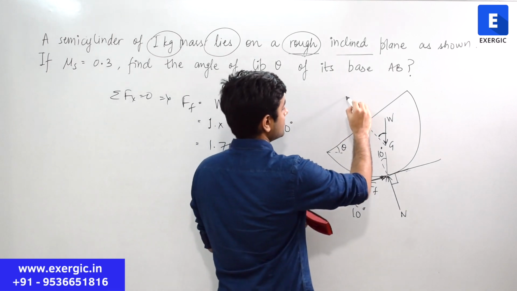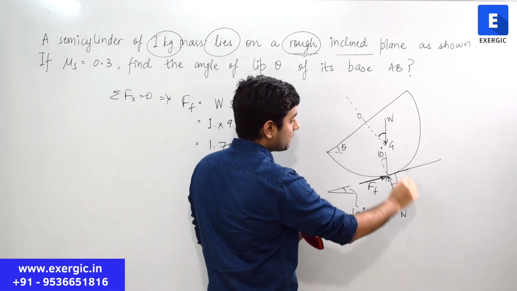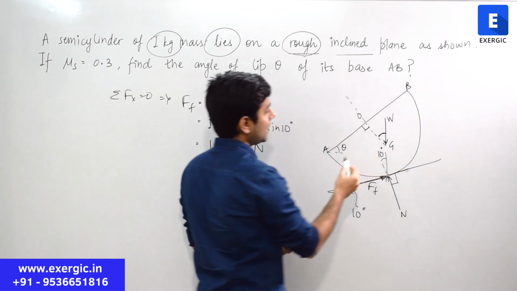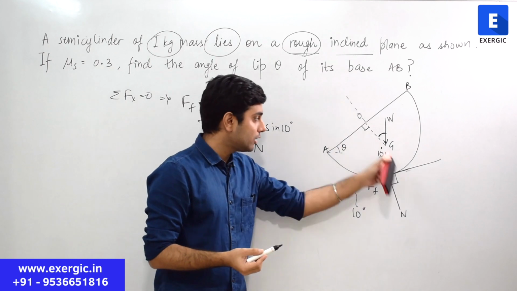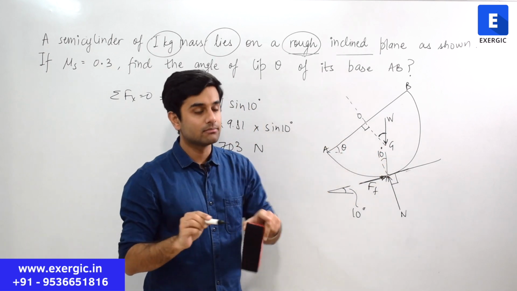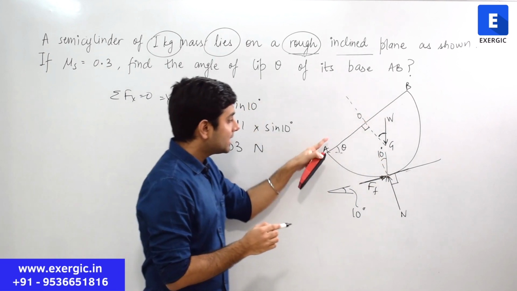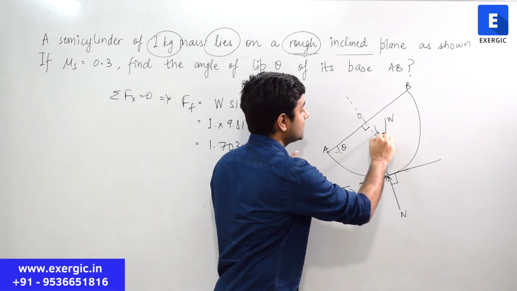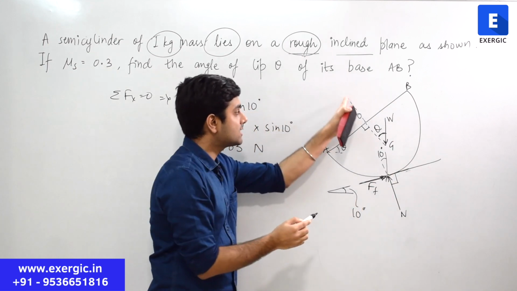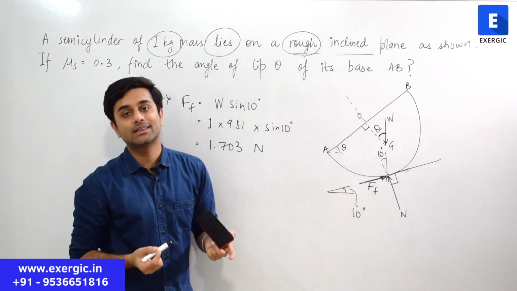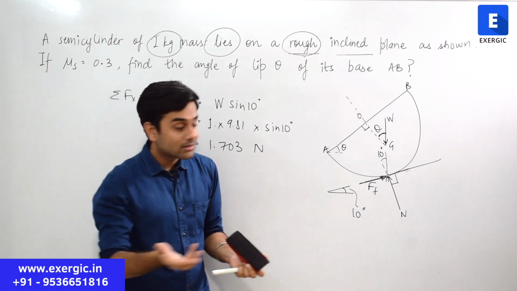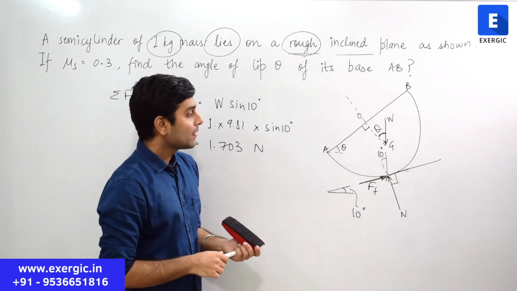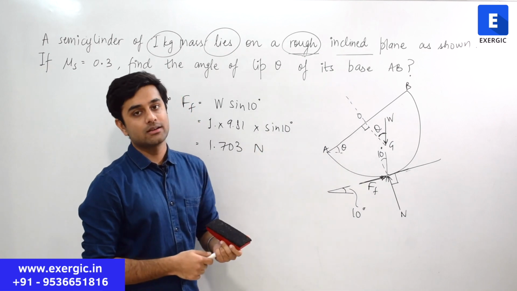This dotted line is perpendicular to AB, right or not? I have already told you that it will be perpendicular to AB passing through G. AB is making theta from the horizontal, so its perpendicular will make theta from the vertical. This is the perpendicular line. It will make theta from the vertical, or theta from the W vector, right? Now, why have I done this construction?